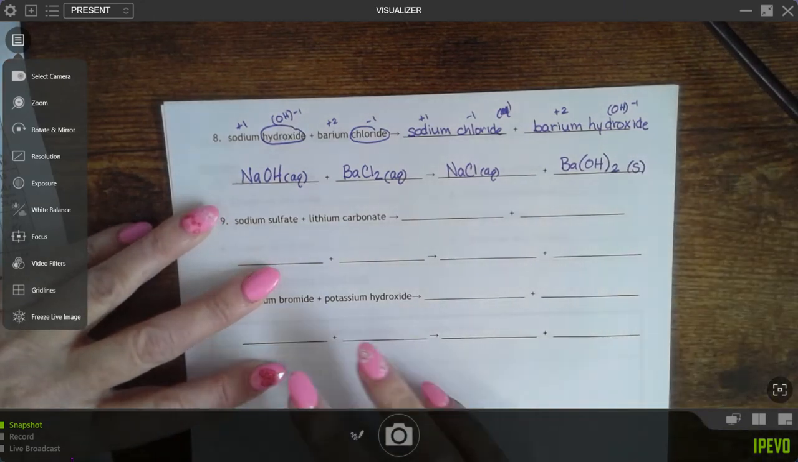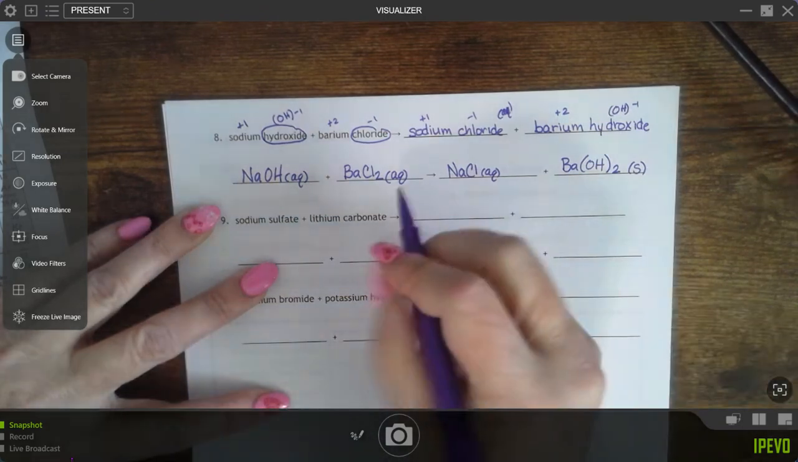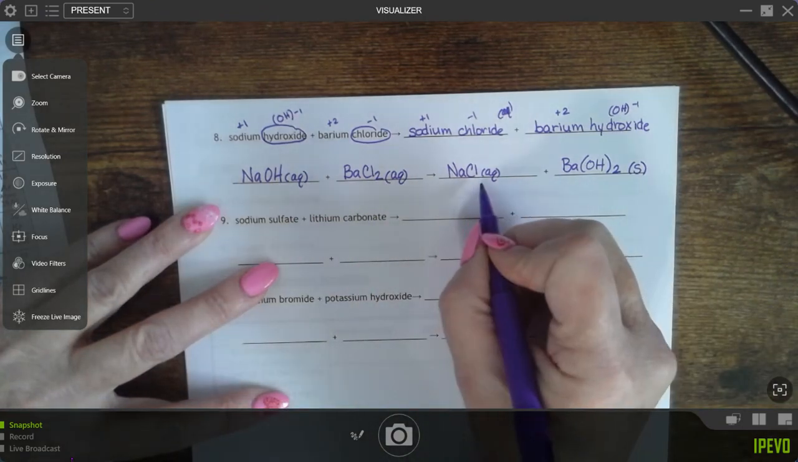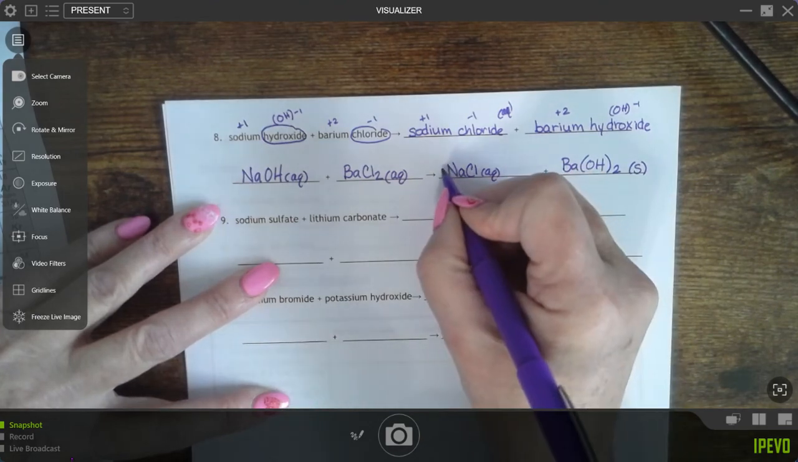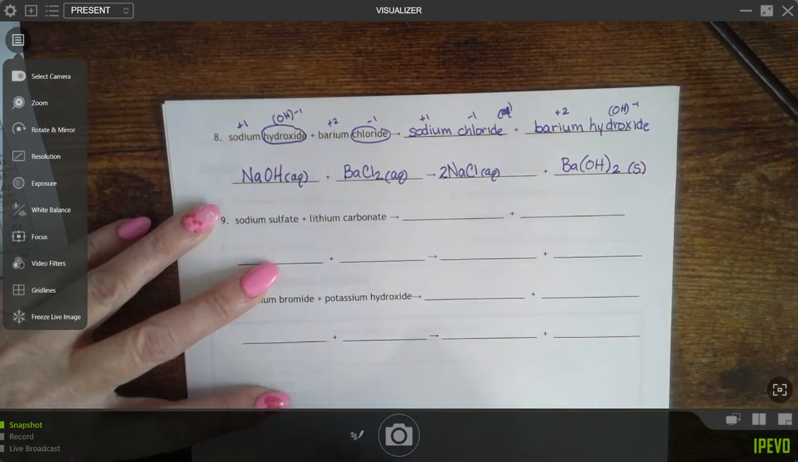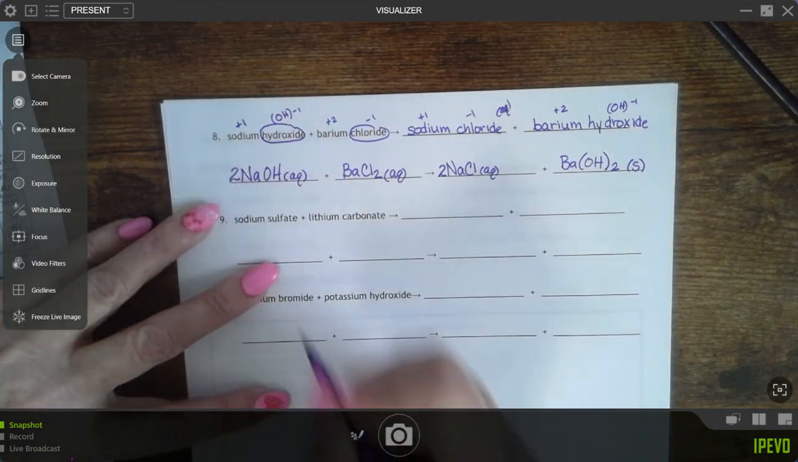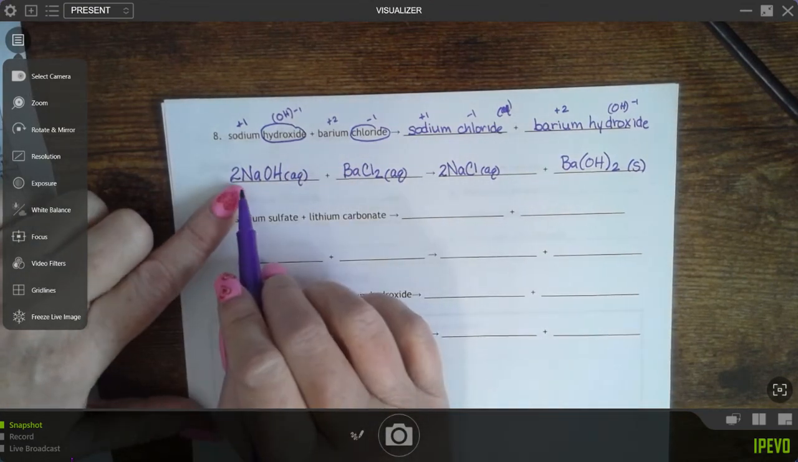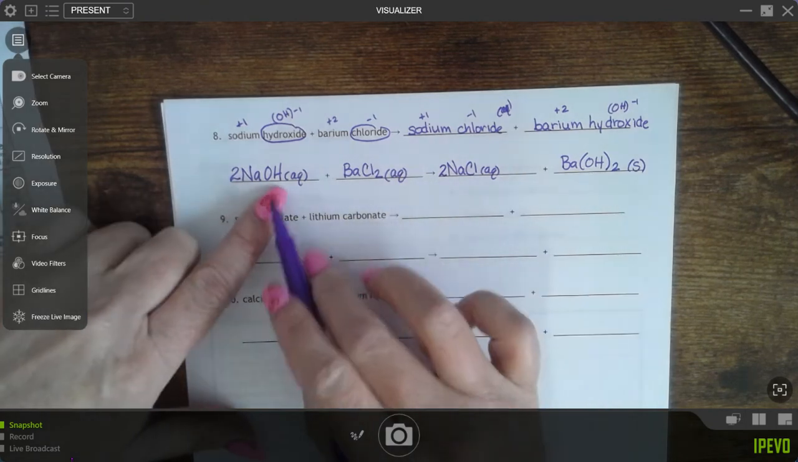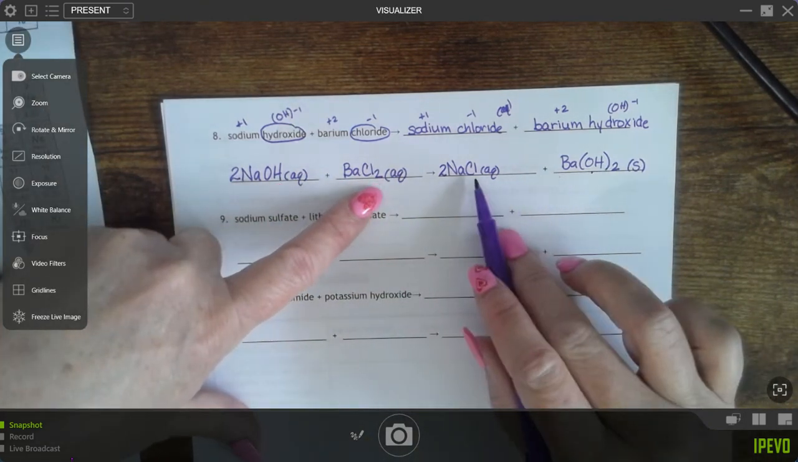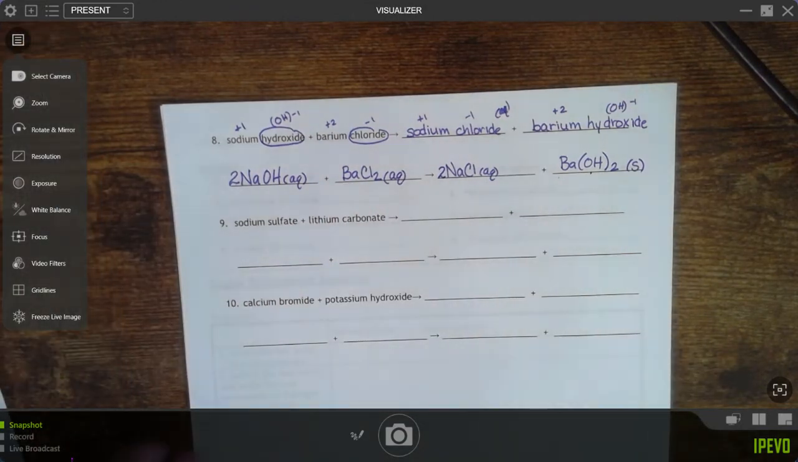All right, let's look at this. Is this one balanced? I've got 2 chlorine on the reactant side, and on the right side, the products, I only have 1, so I need a 2 here. That 2 in front of sodium means I need a 2 here. So let's look. I've got 2 sodium, 2 sodium, 2 hydroxide, 2 hydroxide, 1 barium, and 2 chlorine. All right, so we are balanced.